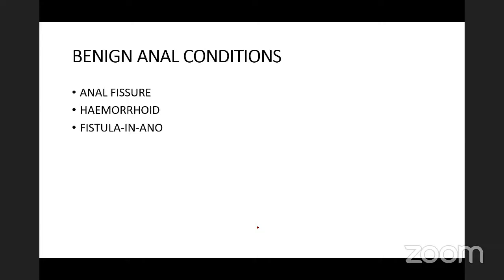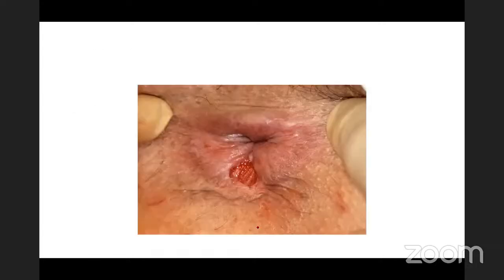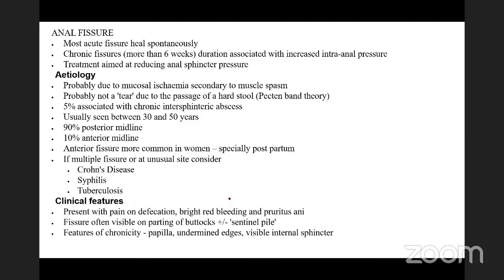Now, common benign anal conditions include anal fissure, hemorrhoid, fistula in ano. Now, this is a fissure in ano. This is the anal opening, and there is a fissure usually at 6 o'clock. You can see it has formed an ulcer. And when you see a fissure like this, with an ulcer, with an anal tag at 6 o'clock, that is a chronic fissure in ano.